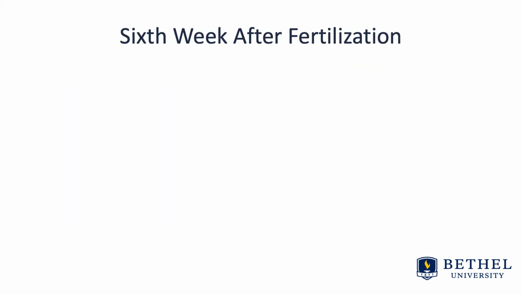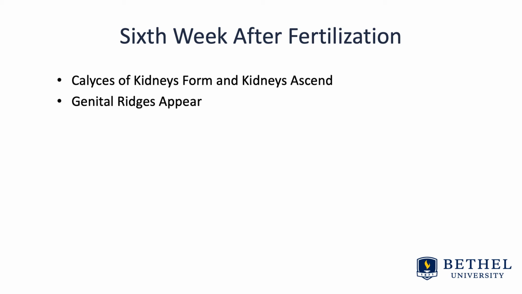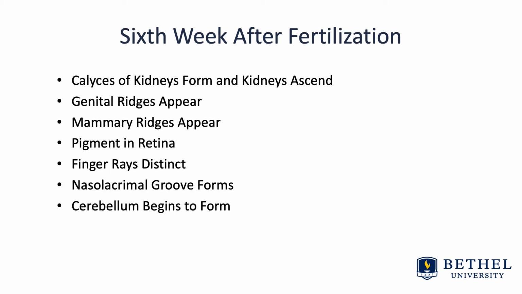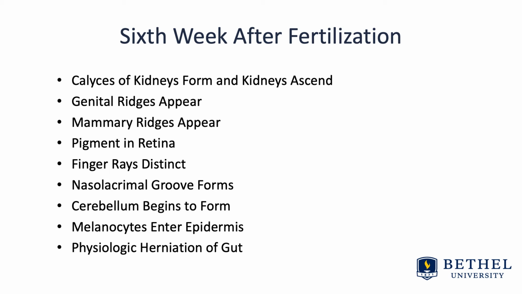6th week after fertilization. So again, an overview of what's happening: kidneys, genital ridges, mammary ridges, pigment in the retina, so there's starting to be some eye color, finger rays are becoming distinct, nasolacrimal groove forms, cerebellum forms, melanocytes enter the epidermis, and the physiologic herniation of the gut. So the gut is really more on the outside at this point, so something to think about with gastroschisis as that develops, but a lot of things happening and forming at this point.